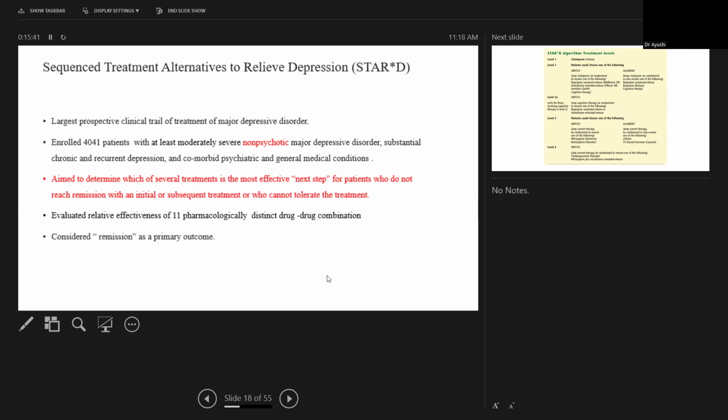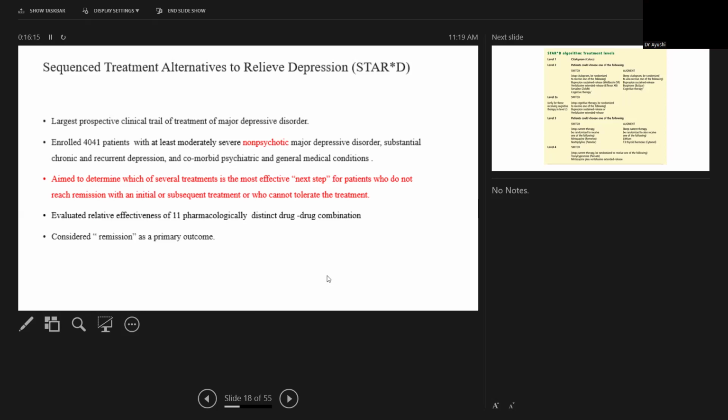Now, Sequenced Treatment Alternatives to Relieve Depression, that is the STAR-D trial. It was the largest prospective clinical trial of treatment of major depressive disorder. They enrolled 4041 patients of non-psychotic major depressive disorder with substantial chronic and recurrent depression and comorbid psychiatric and general medical conditions. The aim was to determine which of the several treatments is the most effective next step for the patient who does not reach remission with the initial treatment and who cannot tolerate the treatment.